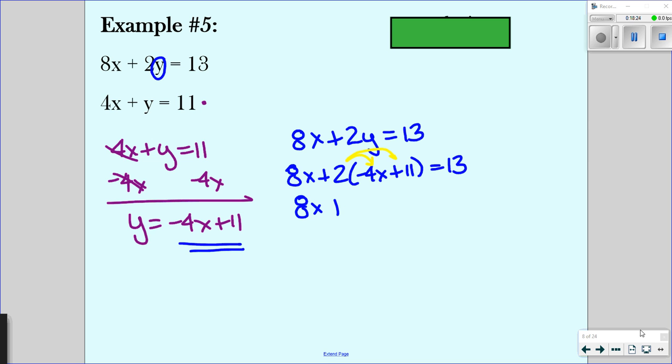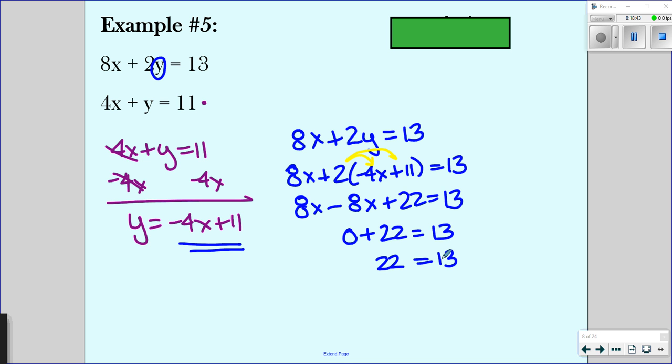So that will be, oops, undo. So that would be negative 8x, and this would be positive 22. So then when you combine this one, this will give you 0 plus 22 equals 13. And then 0 plus 22 is 22, and then you got 13. So you know that 22 does not equal 13. So then what does that say about these two lines? The answer is that there's no solution. So answer, with that symbol, the 0 with the slash in it, no solution.